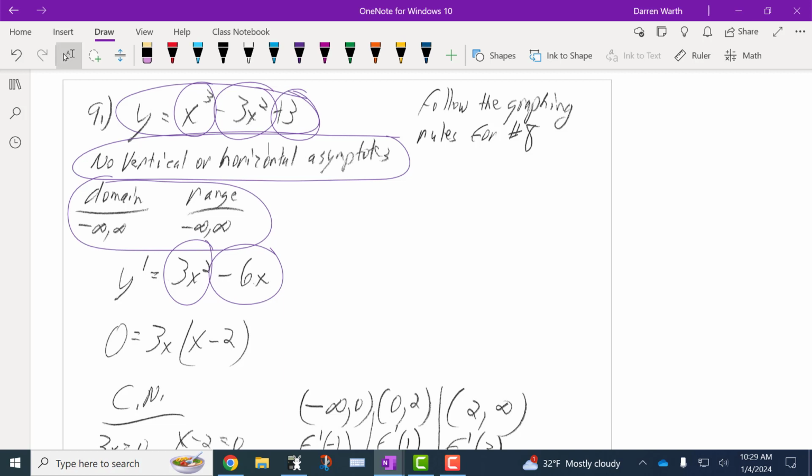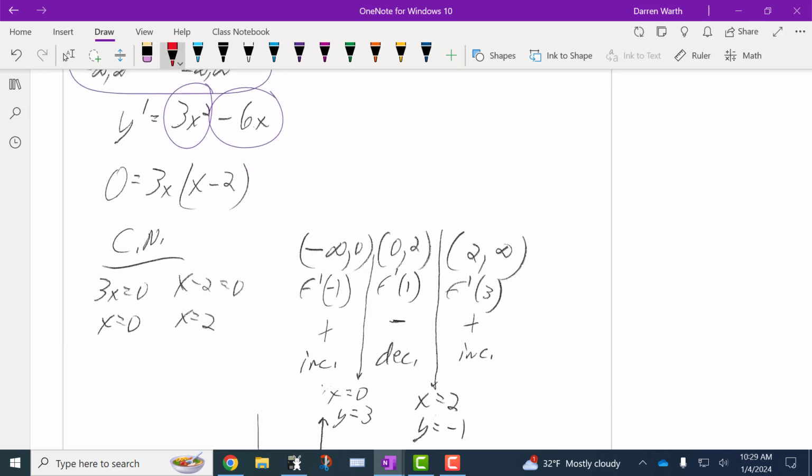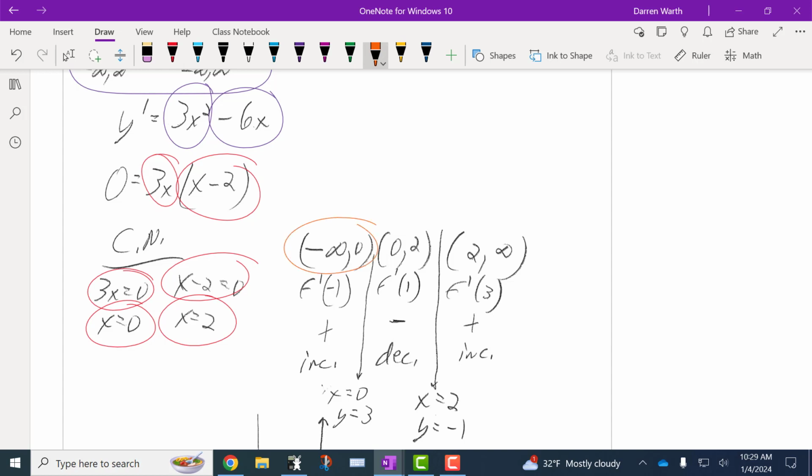And so now to find your critical numbers, setting each one of those equal to 0. I got 3x equals 0, so x equals 0. I've got x minus 2 equals 0, so solve that, I get x equals 2. So now I got to go ahead and set up my intervals. I'm going to go from negative infinity to 0, 0 to 2, and 2 to infinity.